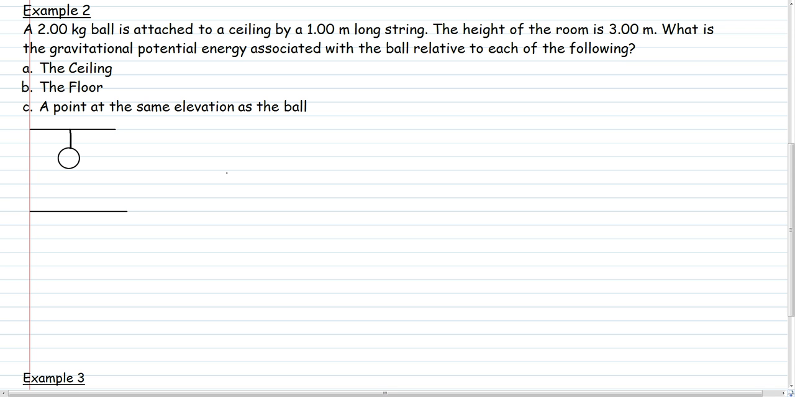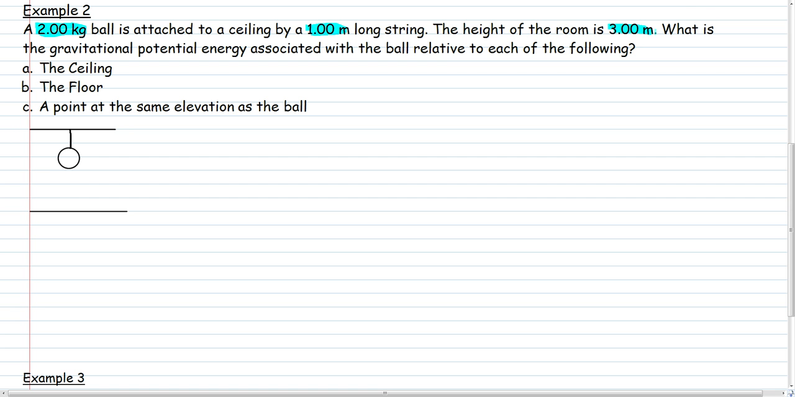Okay, now let's look at a problem involving gravitational potential energy. Actually we have one scenario, but we're looking at gravitational potential energy relative to three different points in this problem. So let's go ahead and look at our problem. We have a 2 kilogram ball, so the mass of the ball is 2 kilograms, and it's attached to a ceiling by a 1 meter long string. The height of the room is 3 meters.